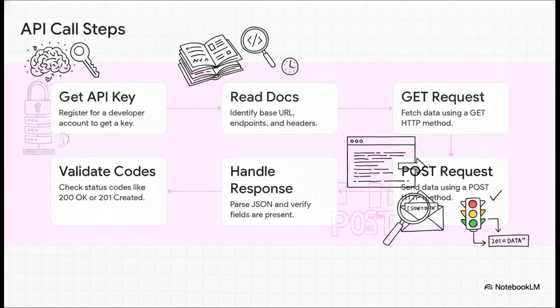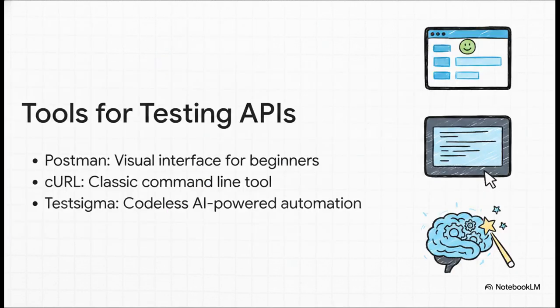Step 3, make a simple GET request just to fetch some data. Step 4, level up by sending a POST request to create a new resource, and remember to format your body as JSON. Step 5, parse that JSON response body to make sure the fields are exactly what you expected. And finally, Step 6, validate your response codes. A status of 200 means OK, while a 201 means something was successfully created. You've got this.